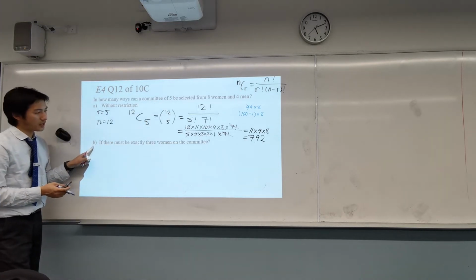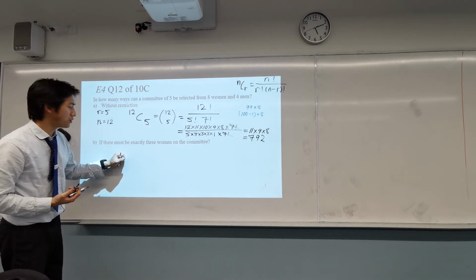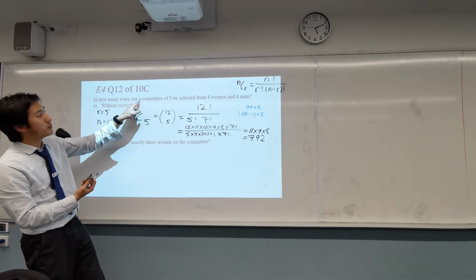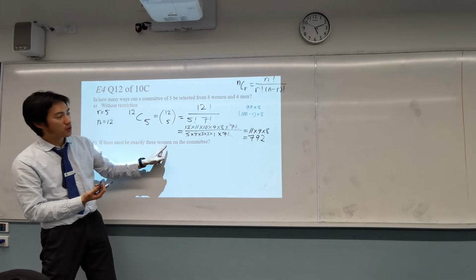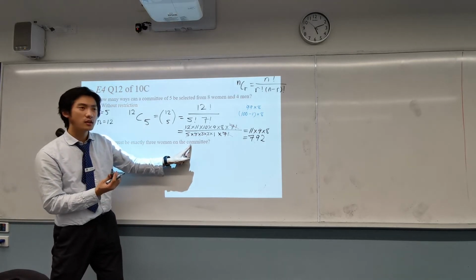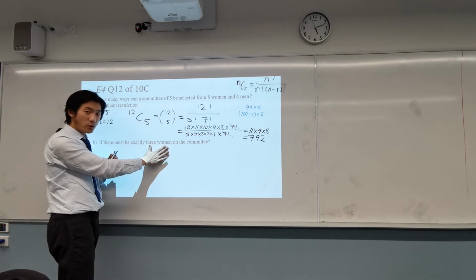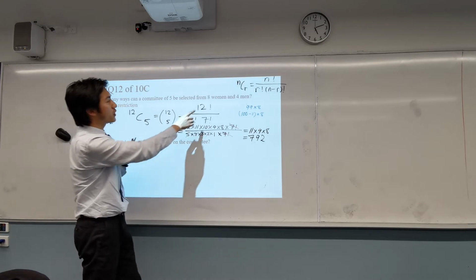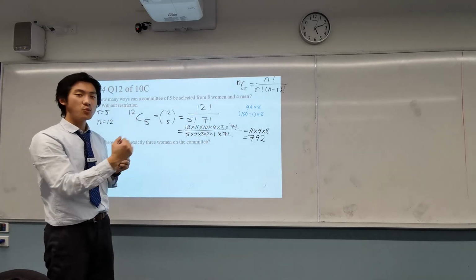Let's do an example now where you get a condition on the number of people that you choose. How many ways can a committee of 5 be selected if there must be exactly 3 women on the committee? Let's think about what this means. There must be 3 women, so we're going to choose 3 of them. How many women are there? Well, there are 8 women, which means we start off with 8 and then we choose 3.